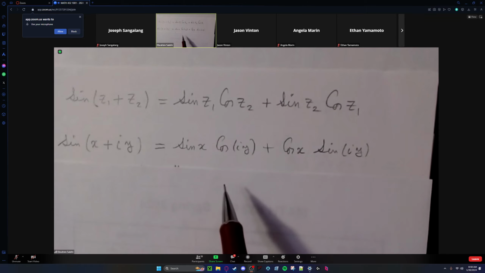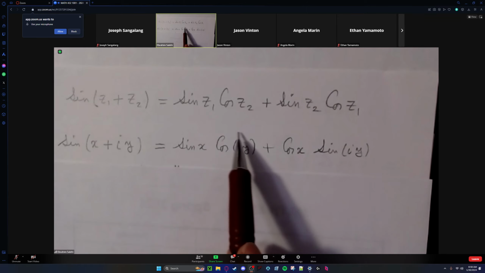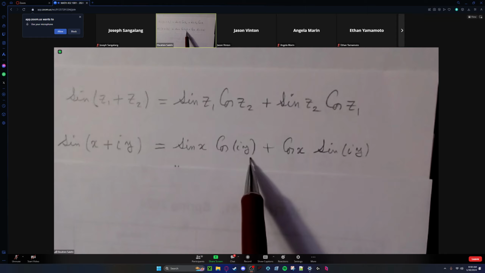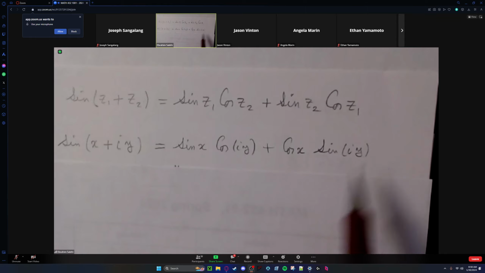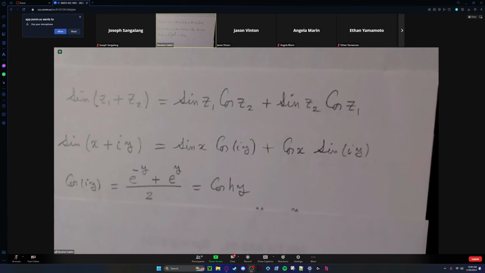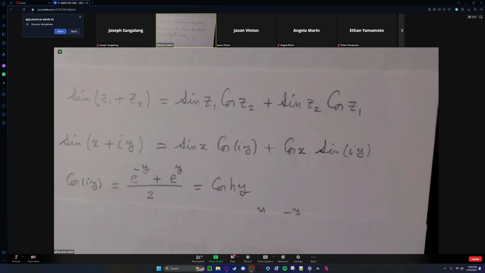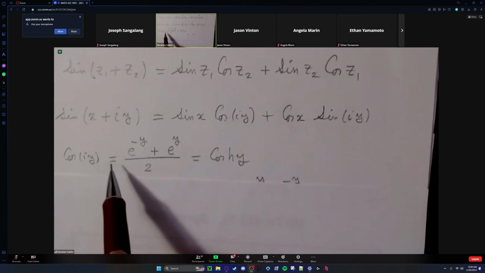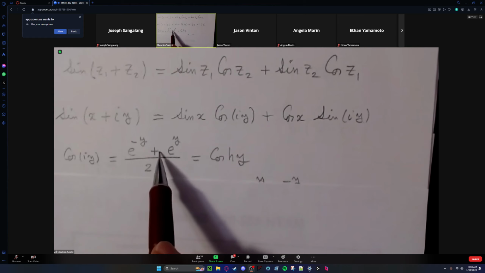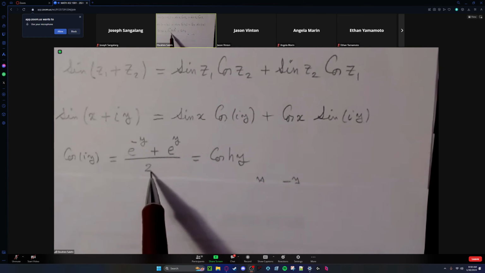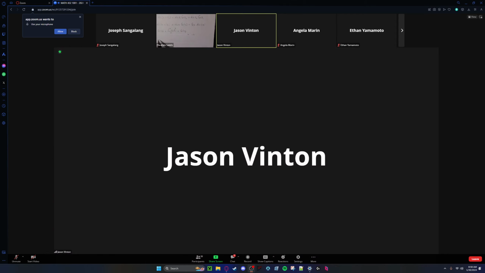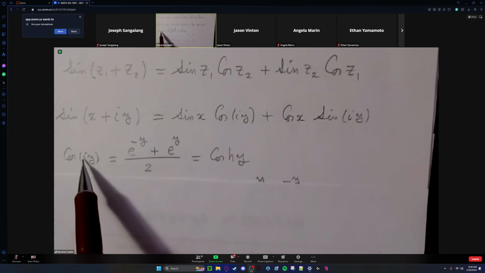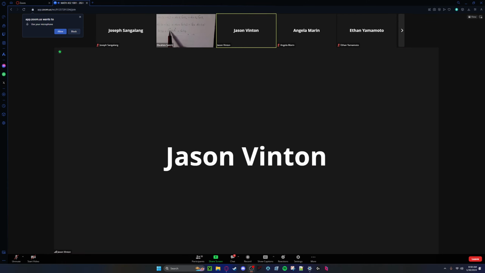Now let's see what is cosine of iy and sine of iy. Remember, cosine of z is e to the iz plus e to the negative iz divided by 2. So if I replace z by iy, this is what I get.